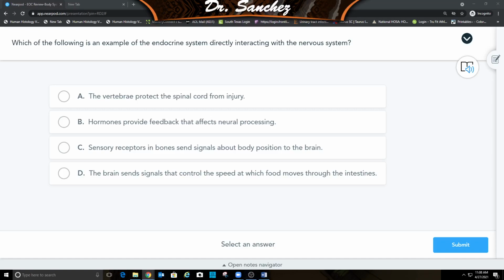Sensory receptors. Are those nervous system? Yes. In the bones, to tell you about body position. Does that have to do with endocrine? No. All right, good.